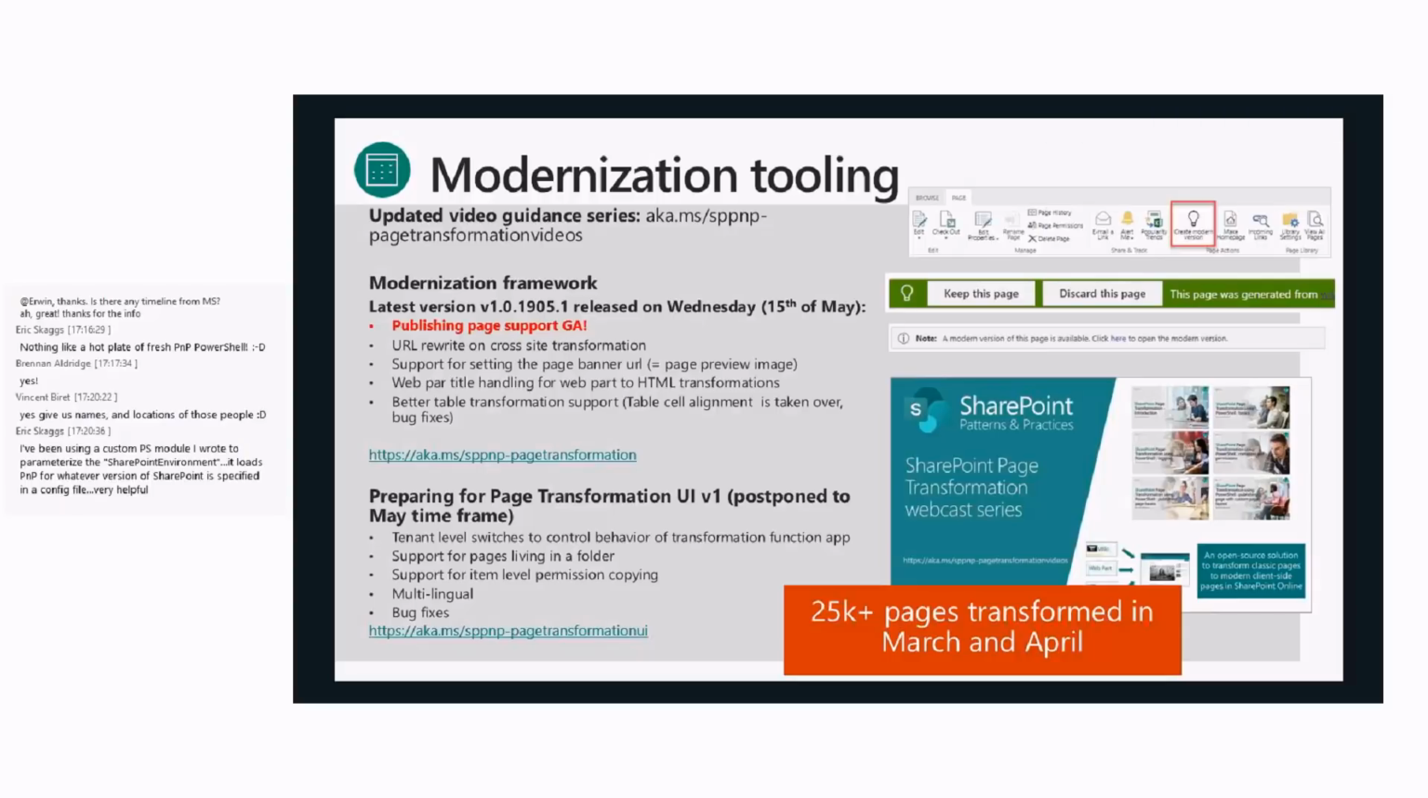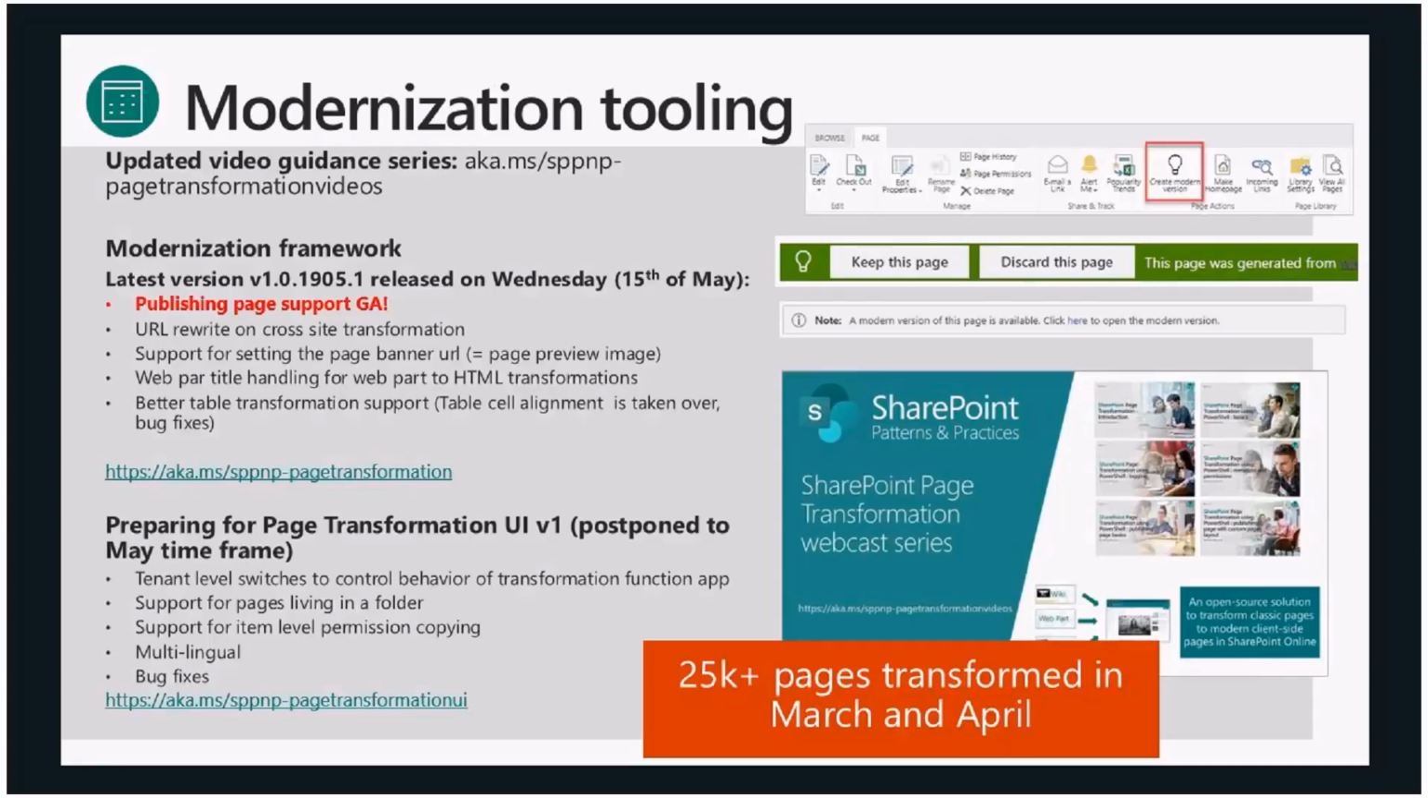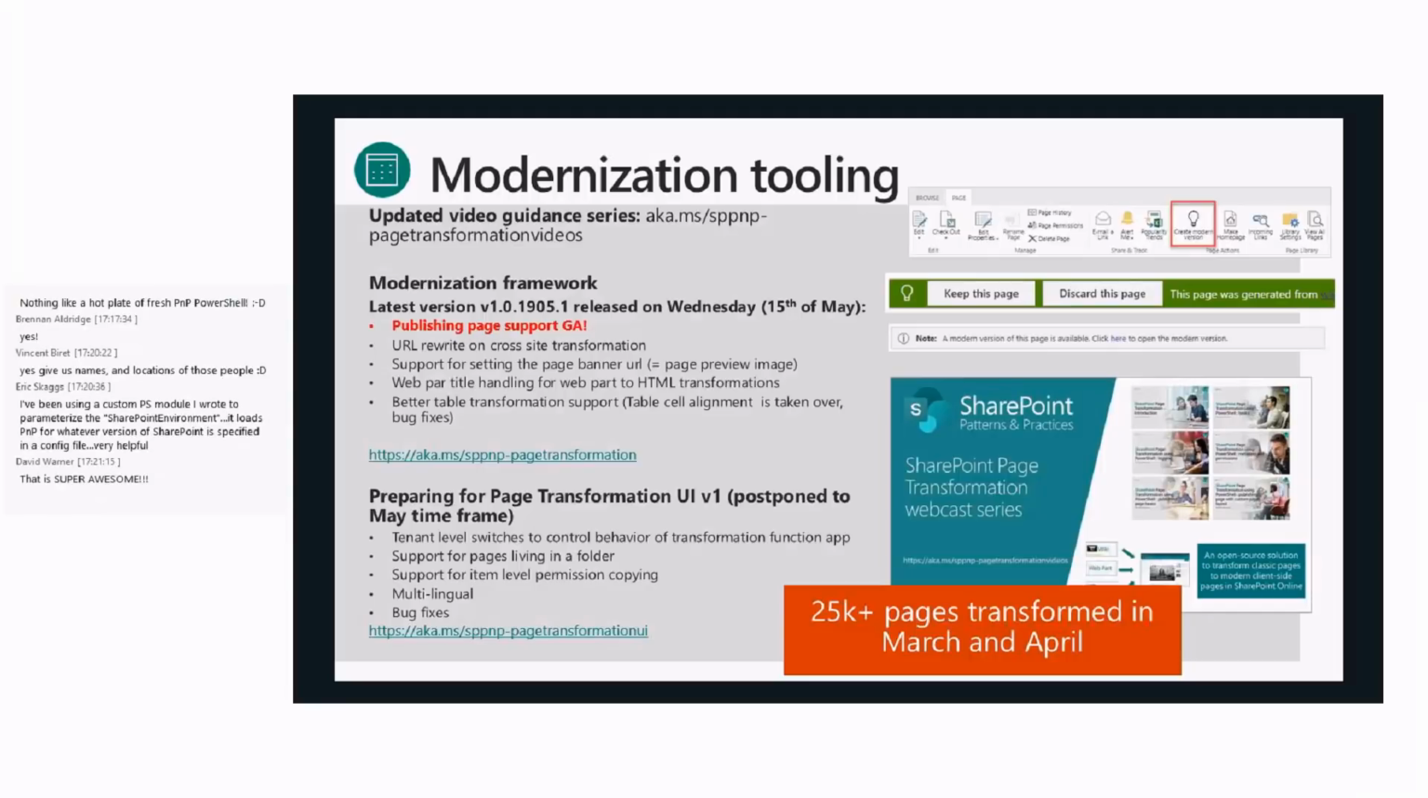But I think the key thing is publishing page support when GA. So we now can actually modernize your classic publishing page, living in a classic publishing portal, and it will end up as a nice modern page in a communication site. And we'll show that in a demo in a second.